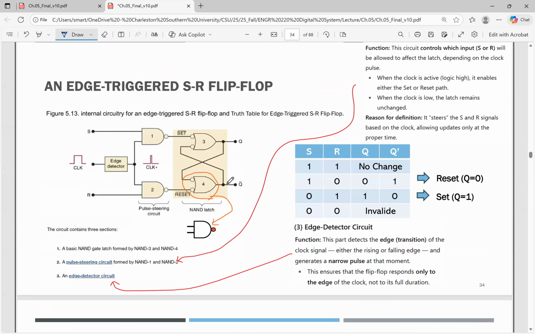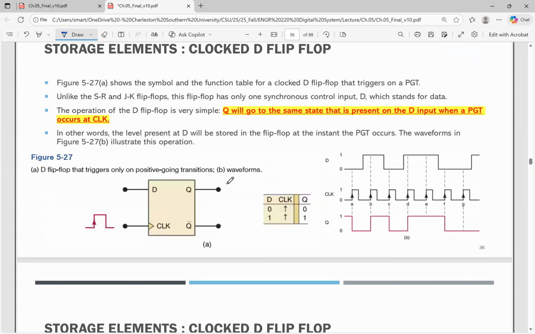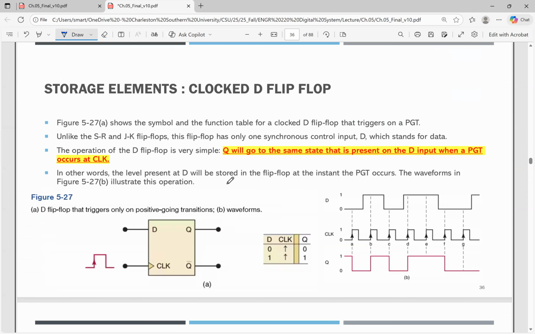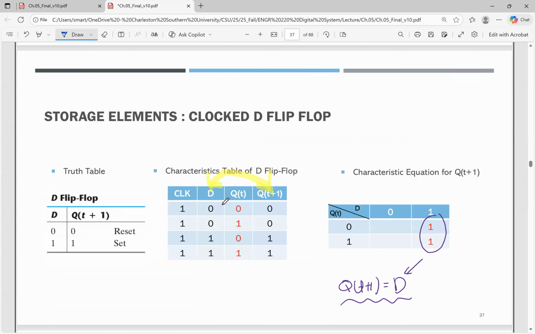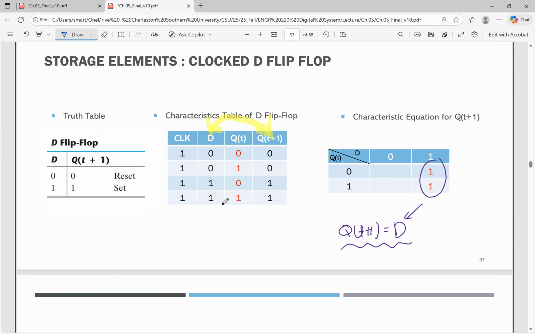All right. So in here, clock or D flip-flop. Again, the D flip-flop is the same as the output. Okay. All right. So this is the storage system.